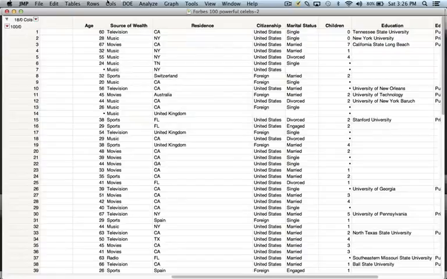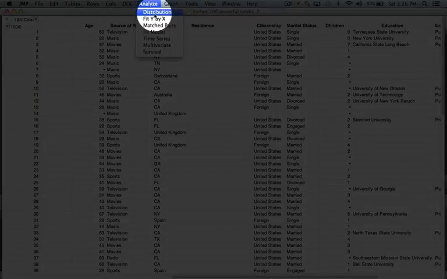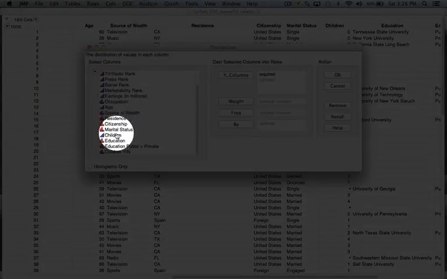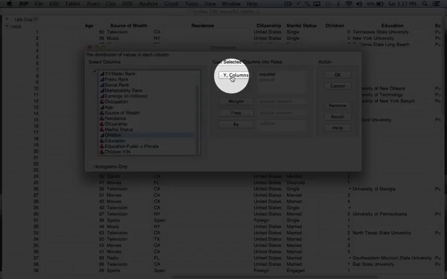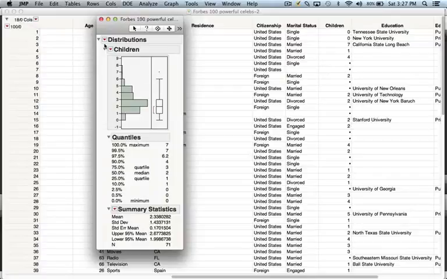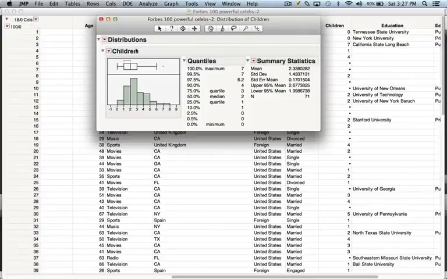Alright, now let's take a look at our numeric or continuous variable. So once again, we're going to go to Analyze, Distribution. We're going to find Children, which is the purple triangle, which means it is continuous or numeric. Put it in the Y column, hit OK. We're going to once again stack it by hitting this red triangle and clicking Stack.